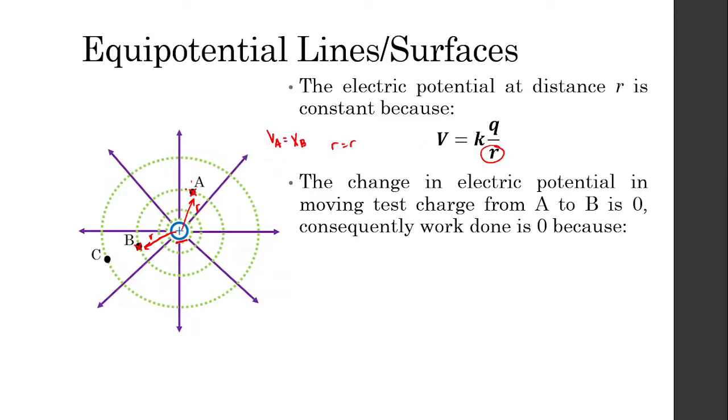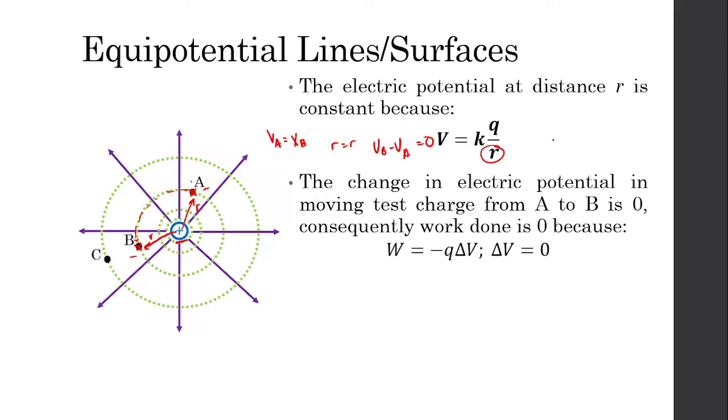So if I move my charge from A and I move to B, the potential is the same. So if I find the difference between the two, that's just basically VB minus VA, because this is my final destination, my initial destination, it will just be 0. So the change in the electric potential in moving the test charge from A to B is 0 because there is no work done. So the work done, work is equal to negative Q.